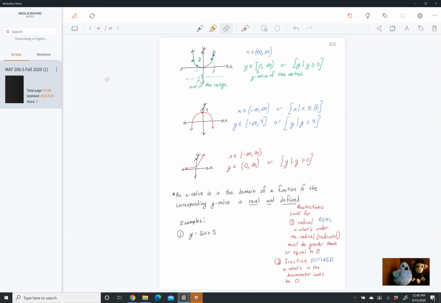Since this doesn't have either a radical or a fraction, that means that the domain is all real numbers. And I'm going to switch back and forth between interval notation and set notation just so that you become familiar with both. Okay, so that's the first possibility. So you don't see any radical, you don't see any fraction, your domain is all real numbers. Let's take the next possibility.